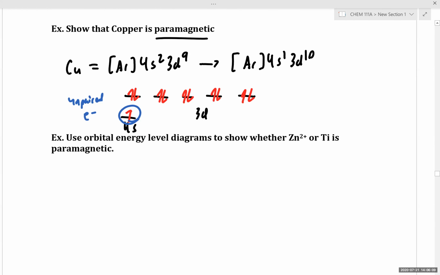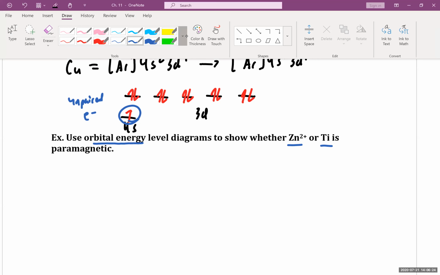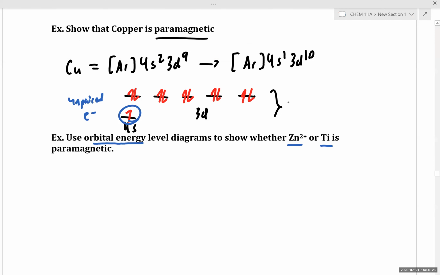Okay, with this example established, I'd like you to use orbital diagrams to show whether zinc 2+ or titanium is paramagnetic. You'd have to write out the configuration and orbital diagram. Keep in mind that you only really have to care about your valence electrons, so you don't need to write a full orbital diagram, just an orbital diagram for your valence electrons.